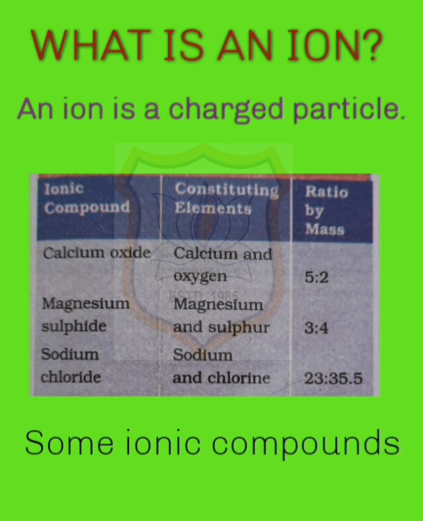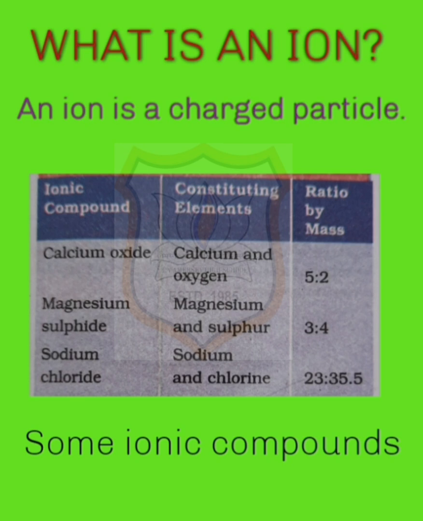We can take some examples, like sodium. The atomic number of sodium is 11, so its electron distribution is 2, 8, 1. Hence, the valency is 1. It will give 1 electron to some other atom, and hence sodium will possess 1 positive charge, and that is why it is a positive ion, a cation.